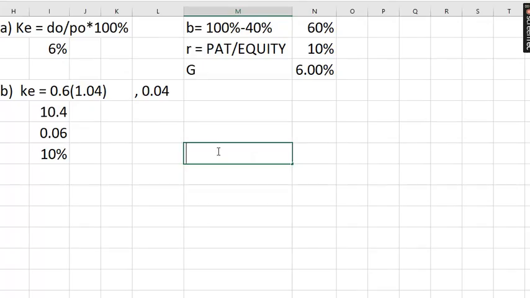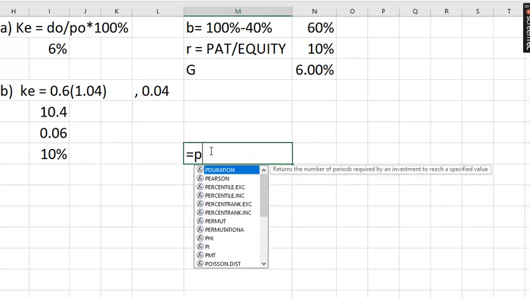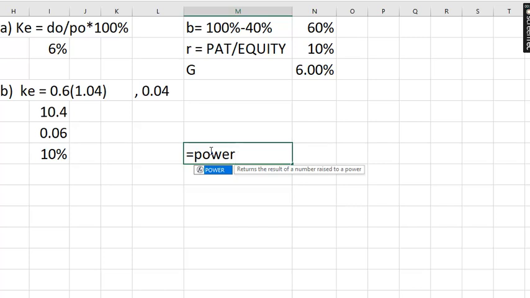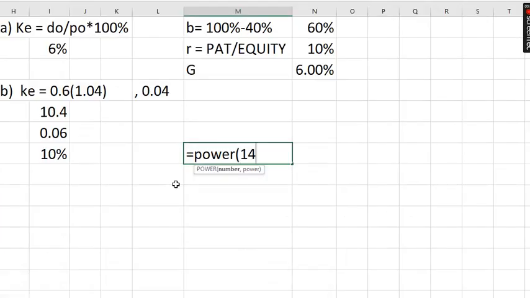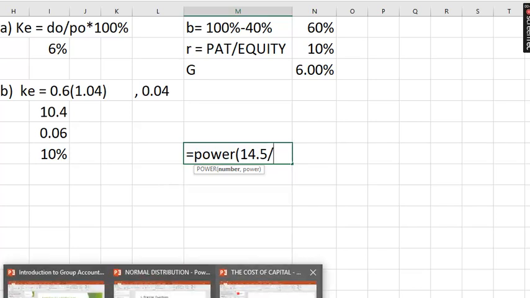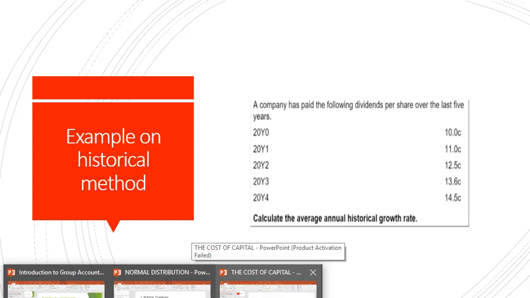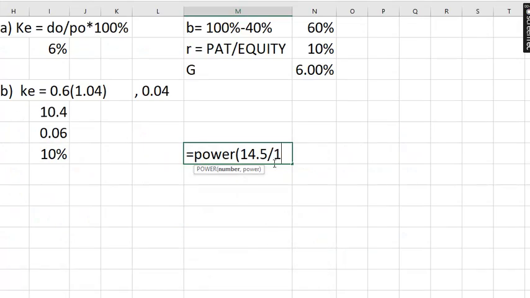So you do this equals, I forgot one thing, power, because we are looking at a square root function. So you write power. I forgot to put power. So you start with equals power, open brackets. Then you start with the current dividend, which is 14.5, over the previous dividend, which is 10 cents, right? Comma.